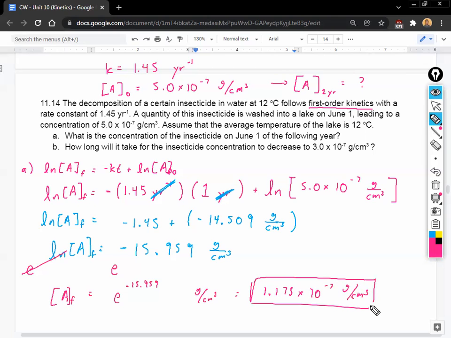Whew, it's a long one, right? Like I said, we went from cross multiplying and fractions, and now we're going into logarithms. So it gets more complicated as we go forward.